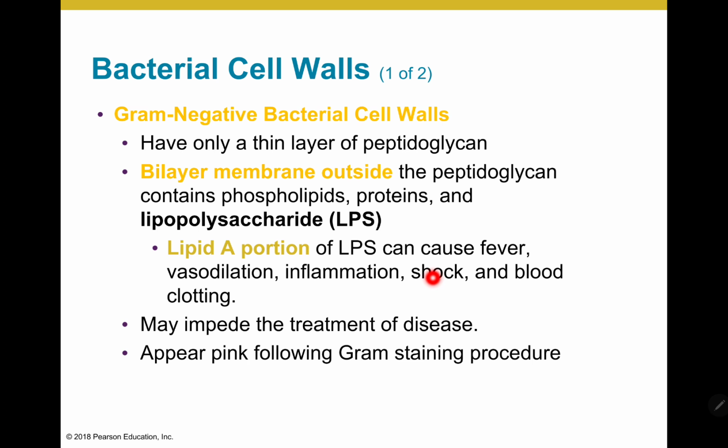Now, so bacterial cell walls, we have gram-negative cell walls, right? Gram-negative cell walls have a thin layer of peptidoglycan. They also have a bilayer membrane outside of that peptidoglycan.